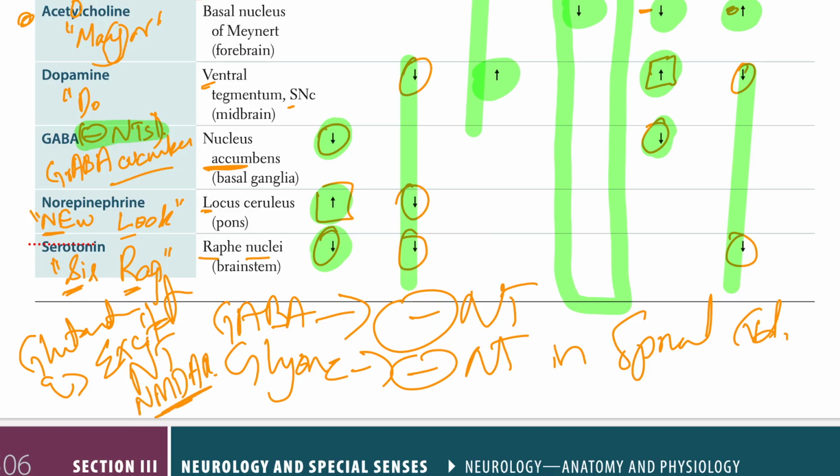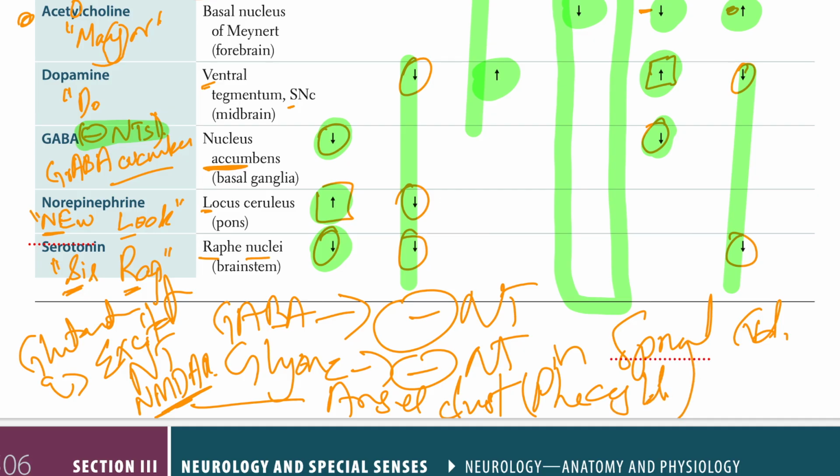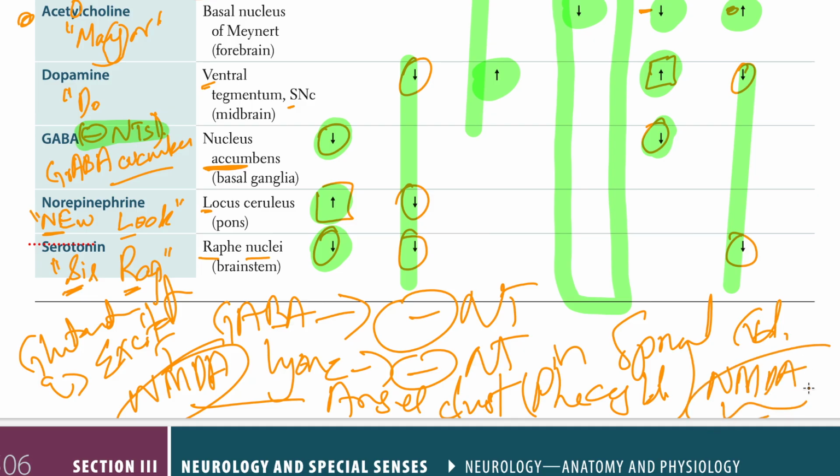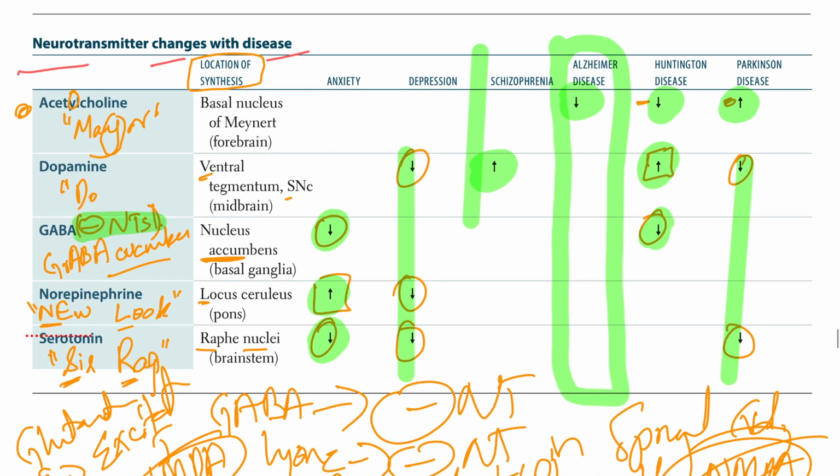So what is one thing? If you recall, angel dust, which is phencyclidine, is an NMDA receptor antagonist. So here's antagonism of NMDA. Okay, so yeah, that's all we have for neurotransmitter changes in diseases.